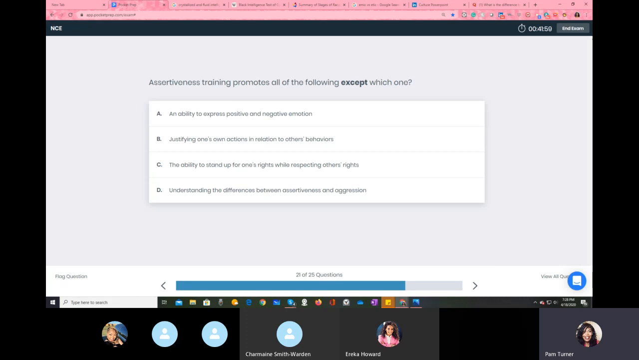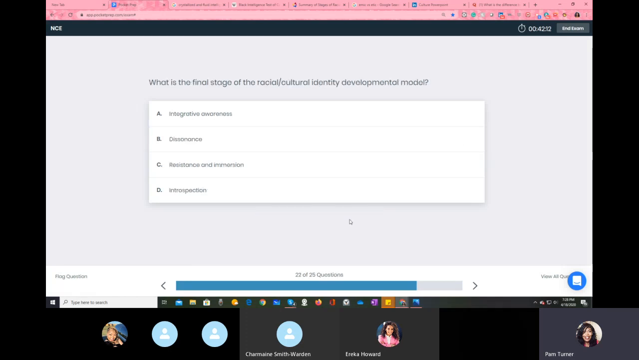If I'm assertive, I always want to stand up for what I believe in, right? Okay, I don't have to justify my actions. Assertiveness is that I have enough self-esteem. You want your clients to know who they are and to stand up for what they believe in.